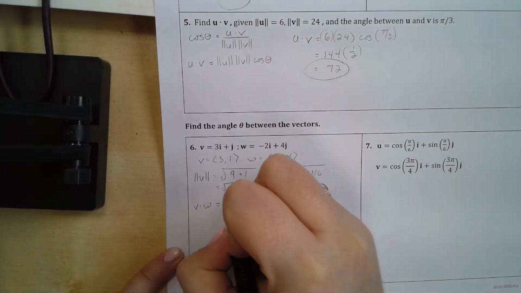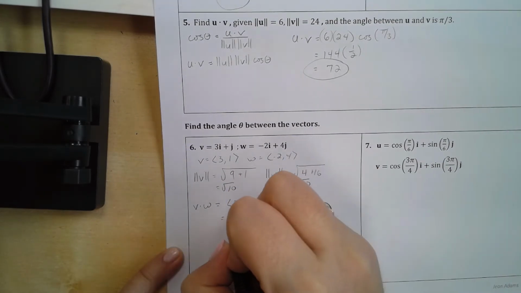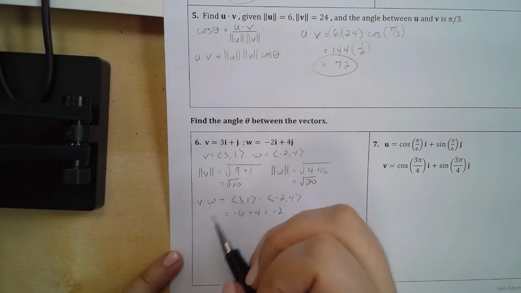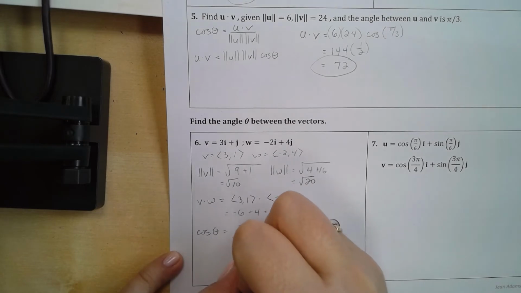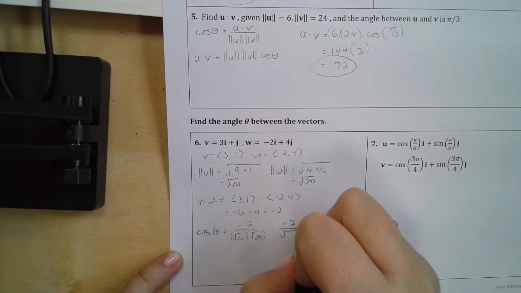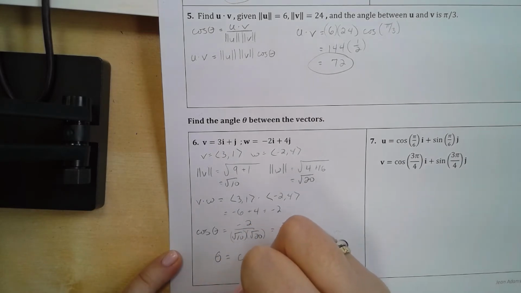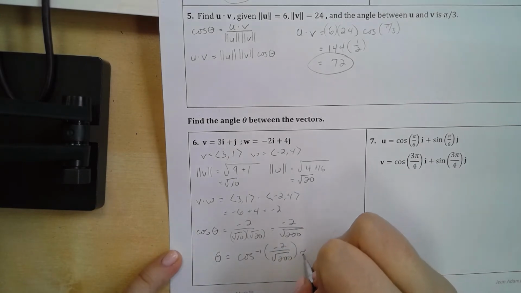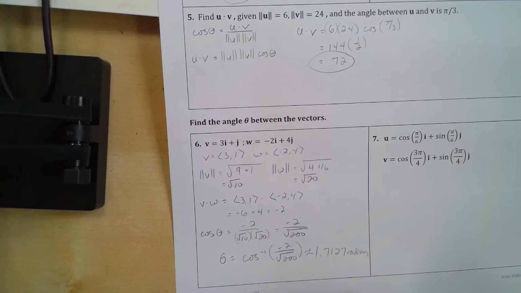v times w is equal to <3, 1> dot <-2, 4>. So that's going to be negative 6 plus 4, which equals negative 2. Now we can use that formula. Cosine of theta is going to be equal to negative 2 over radical 10 times radical 20, which equals negative 2 over radical 200. And this is what I would put in my calculator, so theta is equal to cosine inverse of negative 2 over radical 200, which is about 1.7127 radians. Okay? Sounds good?